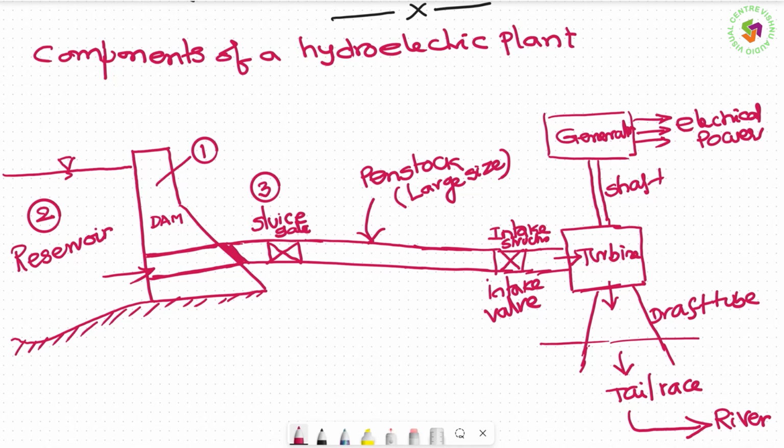So naturally, if you want to go for a hydroelectric plant, a suitable site on the river has to be identified. Then you have to construct a dam there.